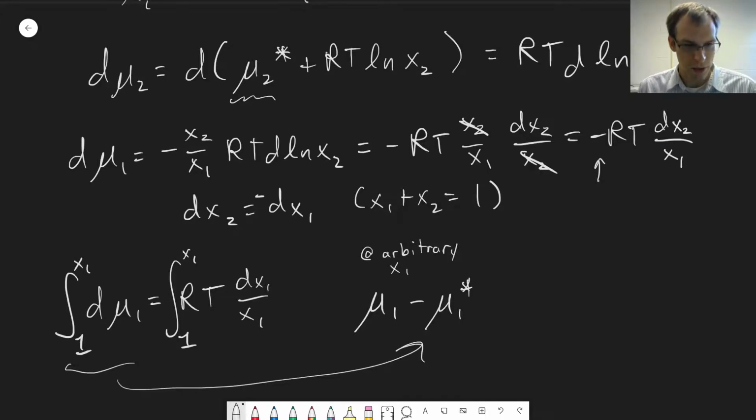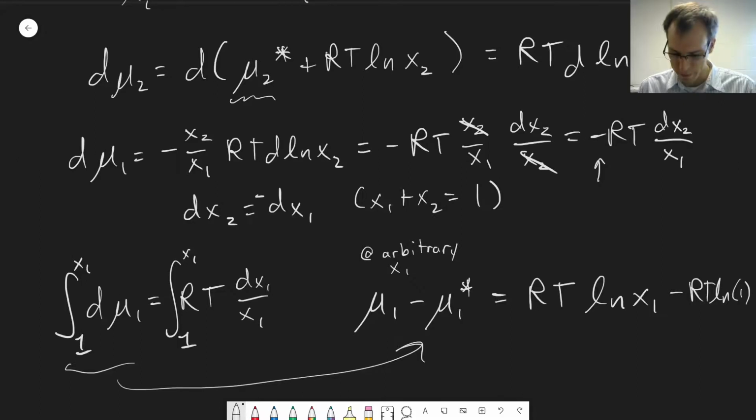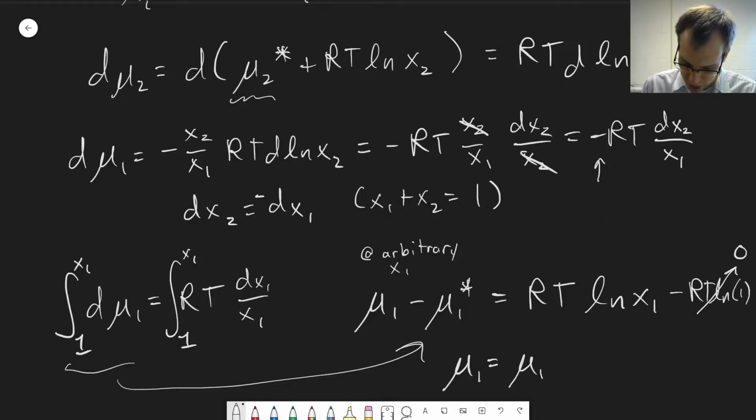On the right-hand side of the equation, the RT is just a constant. The integral of 1 over x is natural log, so we'll get RT log x1 minus RT log of 1. But RT log of 1 is just 0, because natural log of 1 is 0. So we can rewrite this expression as mu1, moving the mu1 star over to the right-hand side: mu1 star plus RT log x1.